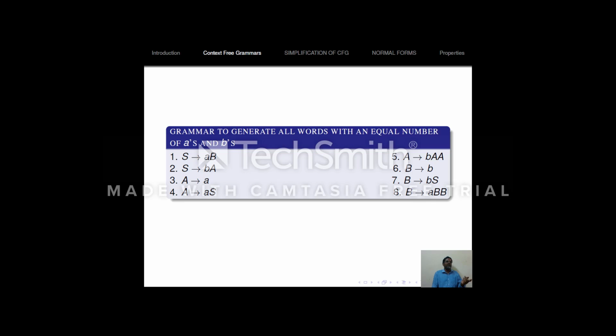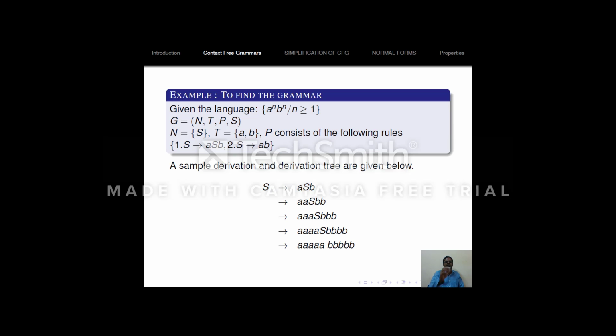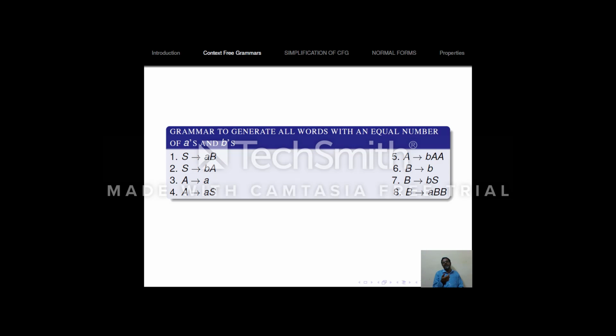Here, for example, A, B, B, A, which will not be a valid word in the earlier example, because the language tells you very clearly A power n, B power n. So now I can't have this A, B, B, A. In that sense, this problem is slightly different. So it generates all words with an equal number of A's and B's.